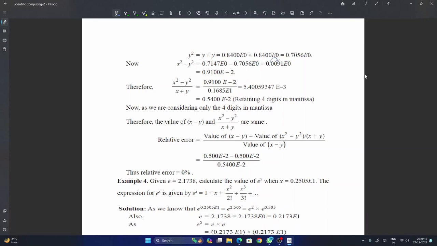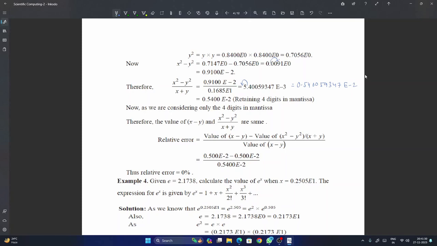So now calculate the division. So x square minus y square by x plus y. So it will be 0.9100 e minus 2 and 0.1685 e1. So after the calculation, using integer division, you may get 5.4005937 and e minus 3. Now since you have to shift the point to before the 5, you will get 0.54005937 and e of minus 2.